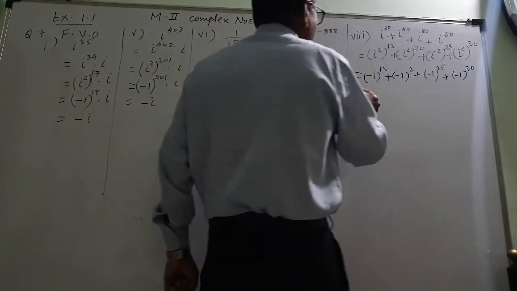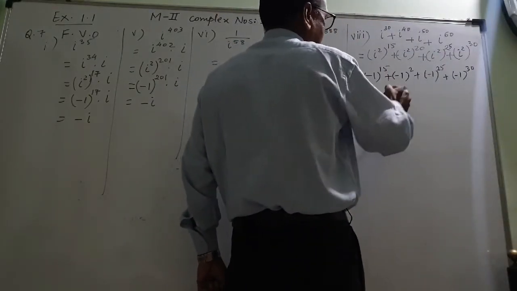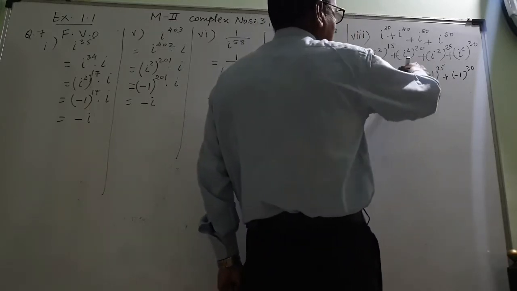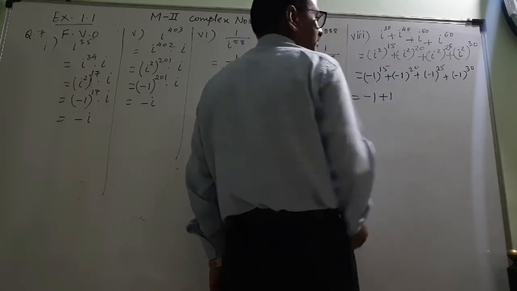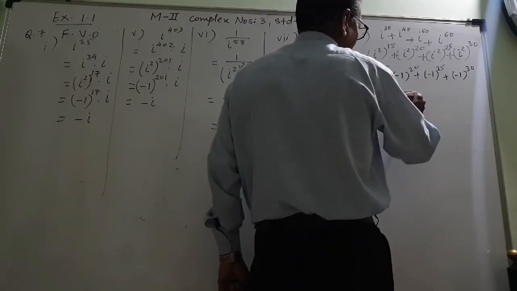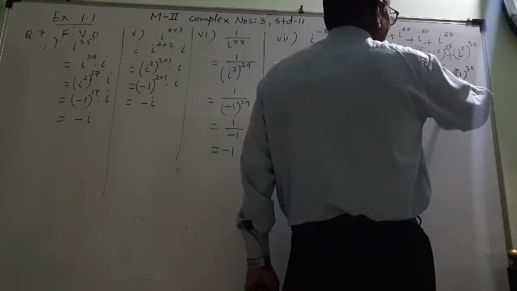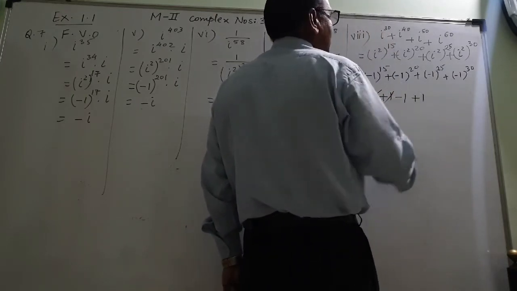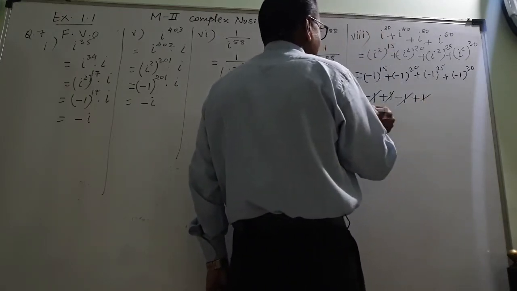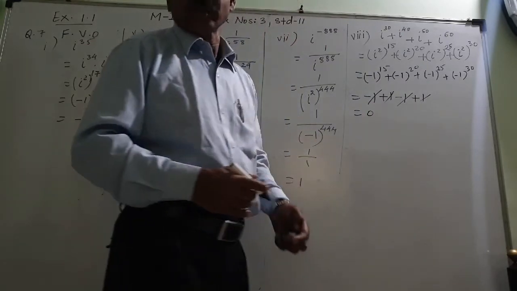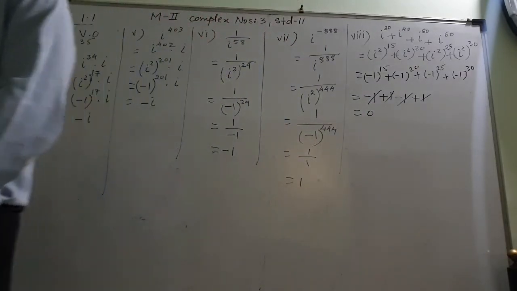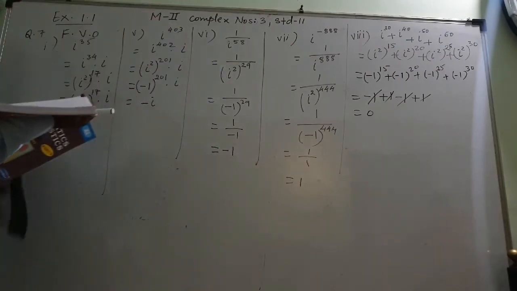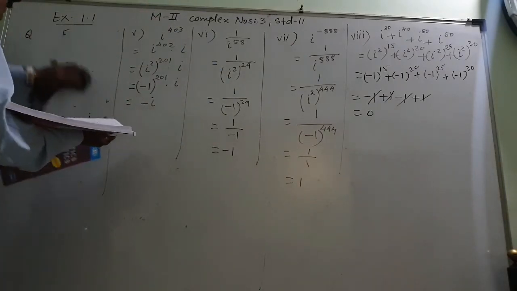So minus 1's odd power is minus 1. This was 20. Minus 1's even power is plus 1. Minus 1 odd power is minus 1. Minus 1 even power is plus 1. This minus 1, this plus 1 cut. This minus 1, this plus 1 cut. And that is equal to 0. Hope that you have understood this. So question number 7 is over.